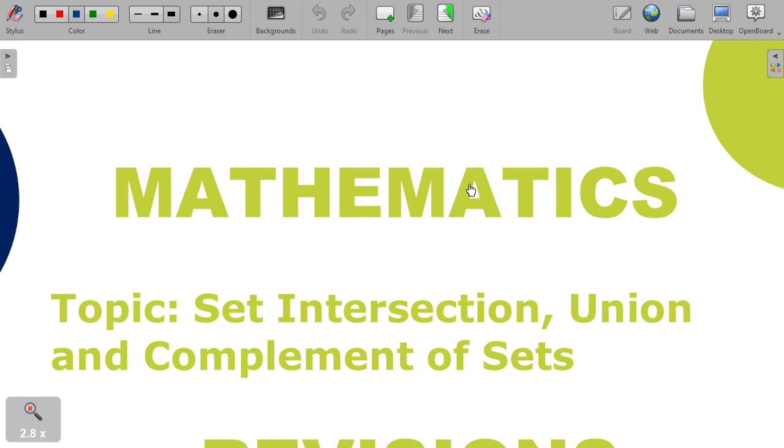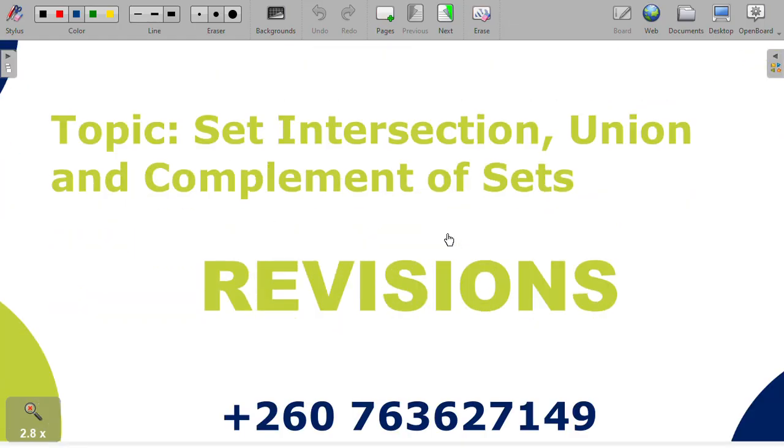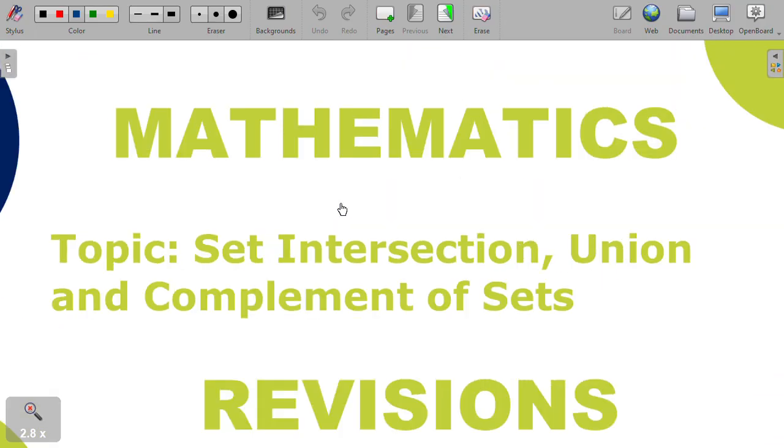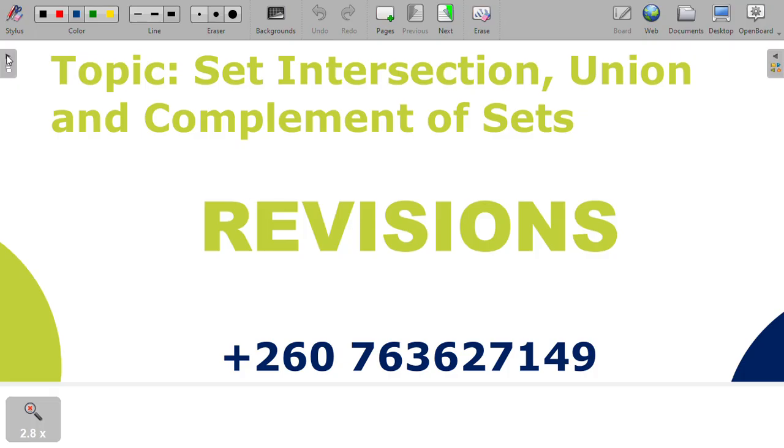Right? So I've extracted one of the questions coming from this beautiful topic, as you can see: set, intersection, union, and complement of sets. All right, so I want you to get ready, get your pen and your paper, so that you can write down some exam tips that I'll be sharing with you as we solve this question paper. Okay, so let's get started.